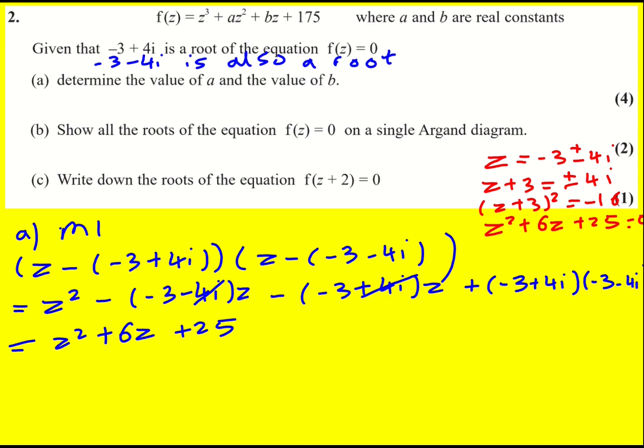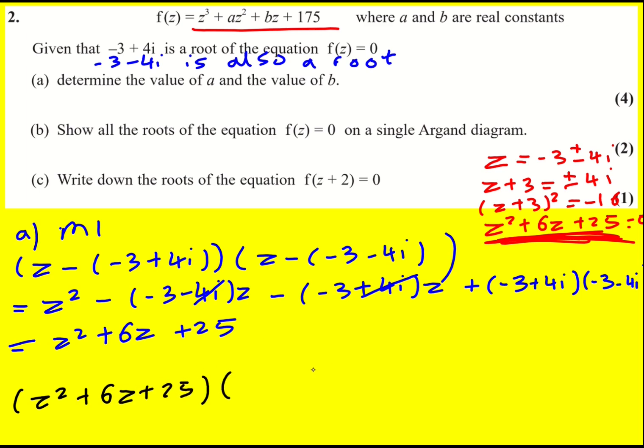So I've basically shown that those are the roots. If the roots are minus 3 plus or minus 4i, then they solve this equation here, and hence that equation will go into this one. So let's figure out what we're left with. If we have z squared plus 6z plus 25, what do I need to multiply by to get the cubic? I'm going to need a z, because that will guarantee me the z cubed. And if I do 175 divided by 25, I get 7. It has to be a 7 there. In fact, it has to be a plus 7.